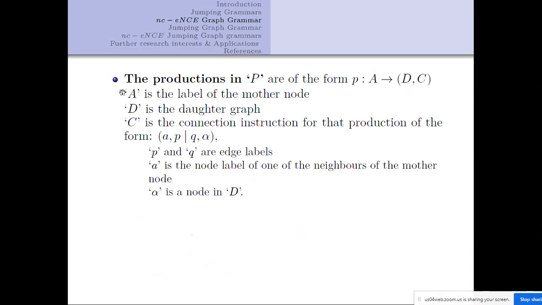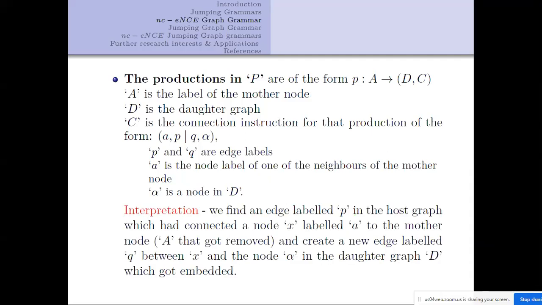D is a daughter graph, and C is the connection instruction for the production. It is of the form A, P bar, Q alpha, where P and Q are edge labels, A is the node label of one of the neighbors of the mother node, and alpha is a node in the daughter graph. So we have an interpretation for this.